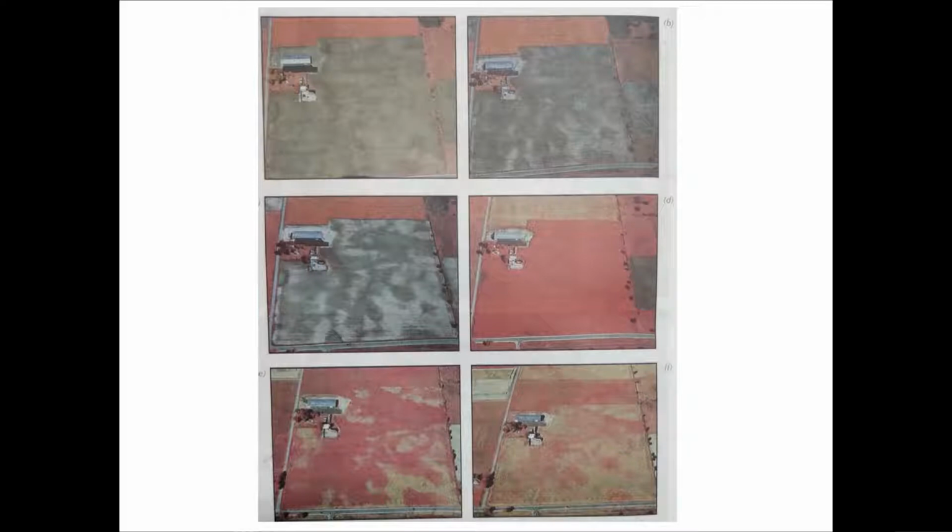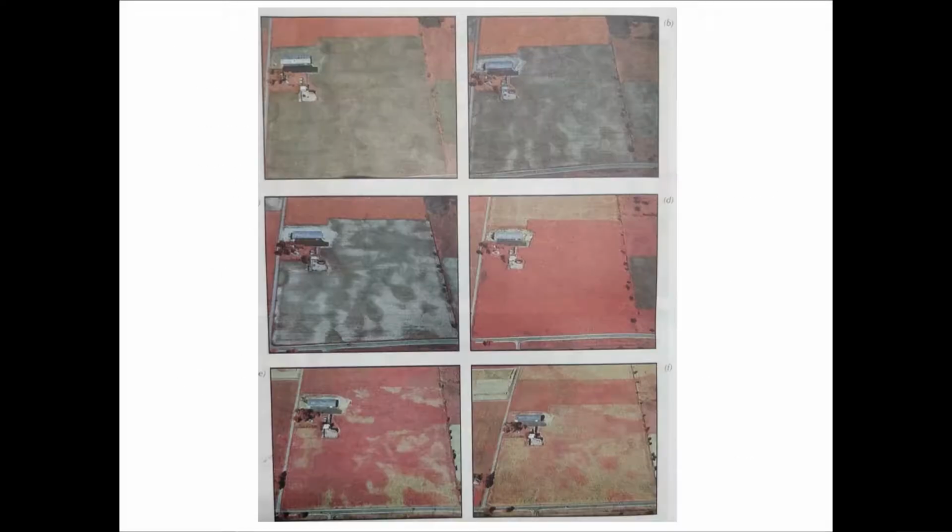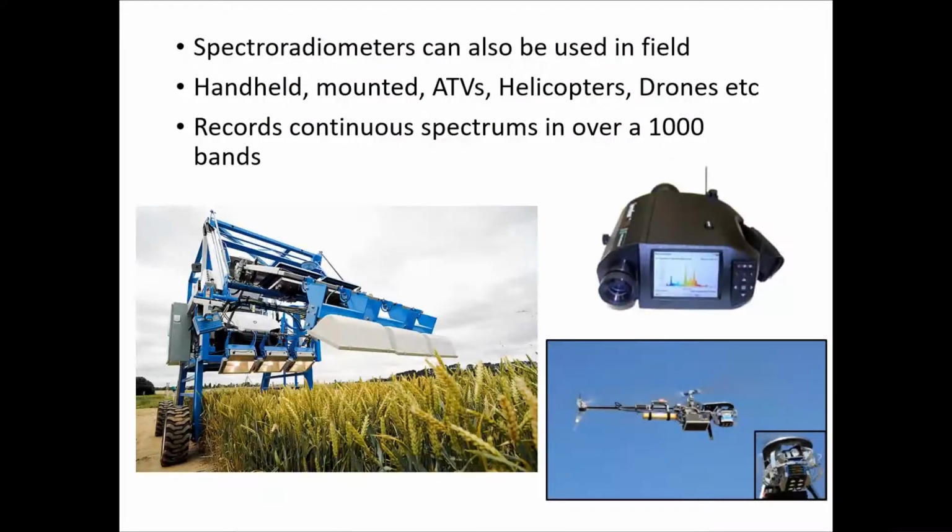So for different features on the ground, you collect reference data, majorly in two ways. One is the spectral reflectance pattern, or the emittance, of the surface materials. It's basically your spectral reflectance or emittance pattern, isn't it? This is collected using a method called spectroscopy, using a spectroradiometer. It looks something like this, the left image.